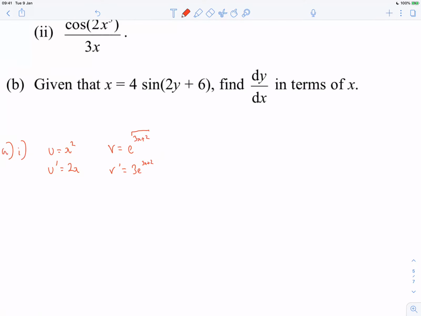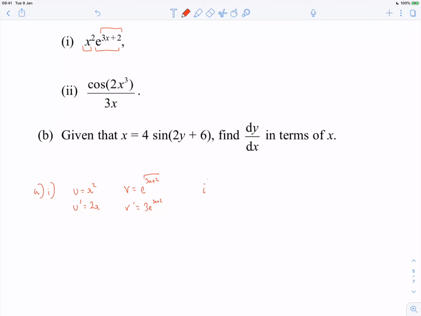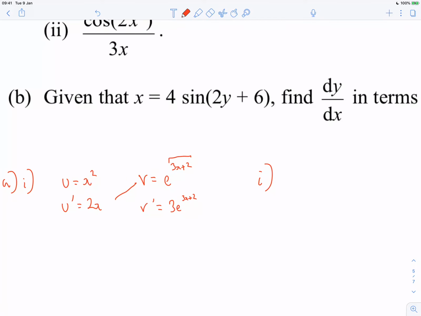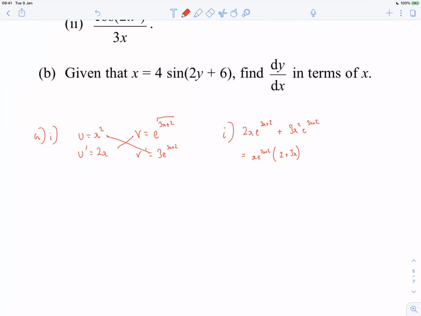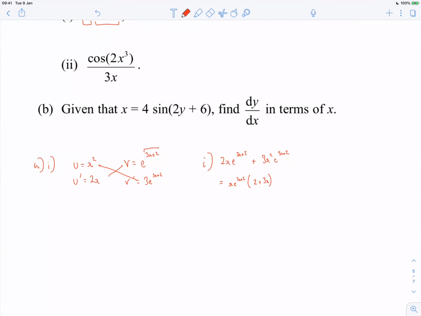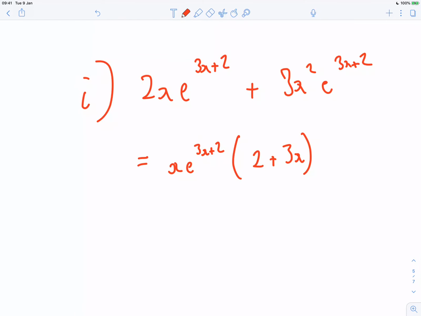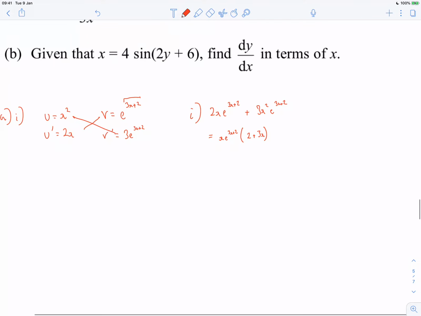So that means the answer for I is just going to be v times u dashed, which is 2x times e to the 3x plus 2, plus, and then x squared times that, which is 3x squared times e to the 3x plus 2. And again, they've both got a factor of x times e to the 3x plus 2 outside, so you can say this is actually x e to the 3x plus 2 times (2 plus 3x). Totally acceptable. You don't have to do it like that, it's totally fine. Although finding equations of tangents and normals and finding stationary points is a lot easier if you get into this habit, so I suggest you do it.